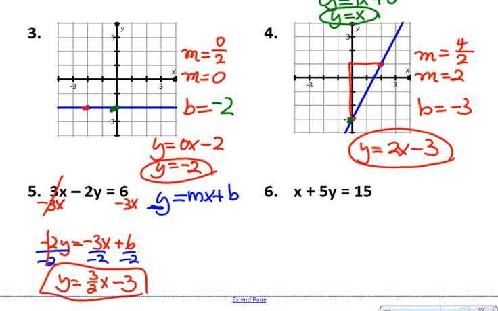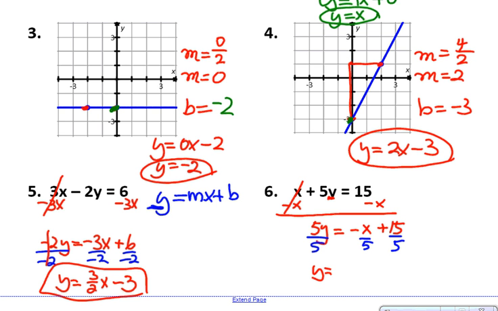Example 6, again, we want to solve it for y. So we want to isolate it. We'll subtract x from both sides, and we'll be left with 5y is equal to negative x plus 15. We'll divide each term by 5, and that will give us that y is equal to negative 1/5 x plus 15 divided by 5, which is 3. So our slope is negative 1/5, and our y-intercept is 3.